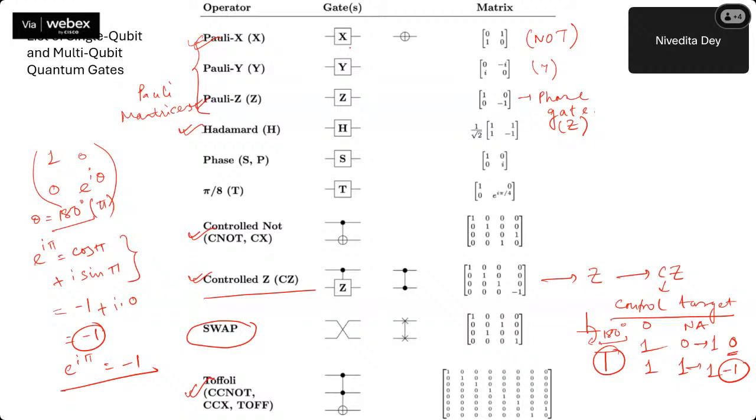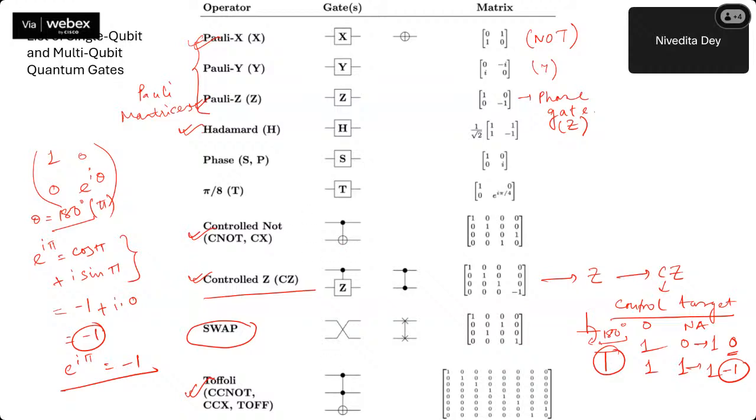So Pauli X is nothing but X or NOT gate. This is simple X. This is Y. This is Z. Z means Pauli Z or phase gate. H is Hadamard. S, forget about S and T. This is controlled NOT, where the filled bubble is basically the control and this plus is your target.